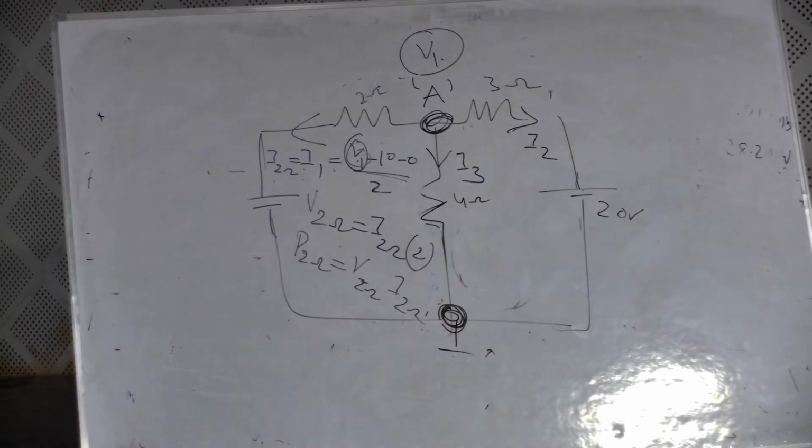What is the current through 2 ohms? V1 minus 10 by 2. Write the voltage drop: V2 ohms is equal to I2 ohms into resistance. Get the answer: 0.76 volts. Within 2 minutes we have to complete this one.